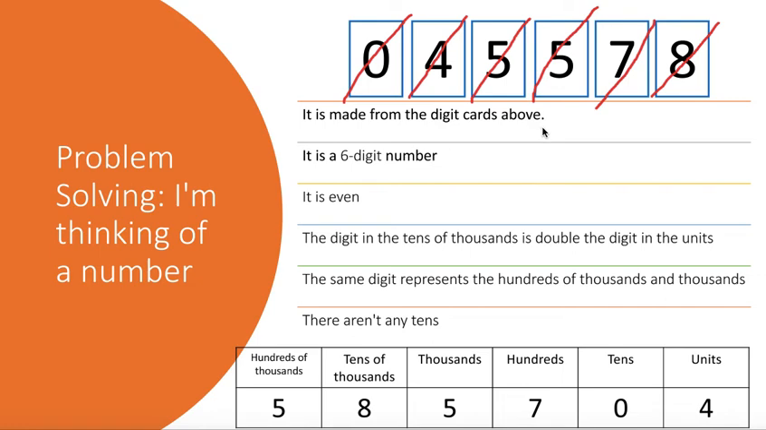It is made from the digit cards above. Check. It is a 6-digit number: 1, 2, 3, 4, 5, 6. Check. It is even. Ends in a 4. Check. The digit in the tens of thousands is double the digit in the units. Double 4 is 8. Check. The same digit represents the hundreds of thousands and the thousands. Both the same? Check. There aren't any tens. Check. So the number I'm thinking of must be 585,704. Well done if you got that right.